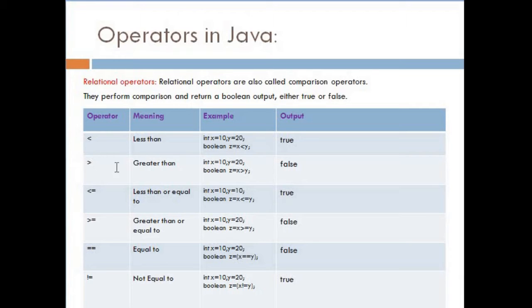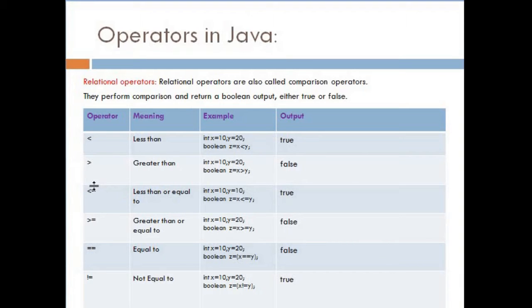Then come to the next operator, greater than. Now I shall explain this with the help of these two statements. Here the first statement assigns the value 10 to the variable x and then 20 to the variable y. Then in the next statement it declares a Boolean variable z, which is equal to x greater than y. Now let's see whether it holds true or not. The value of x is 10, the value of y is 20. Now is 10 greater than 20? No, 10 is not greater than 20. So the output returns false. So false is the value which shall get stored in the Boolean variable z.